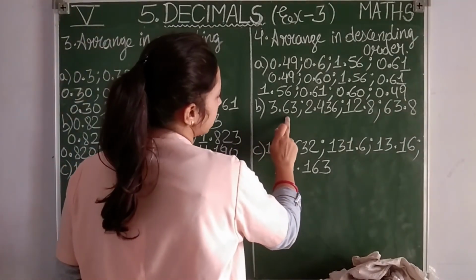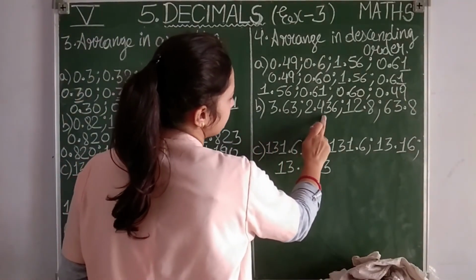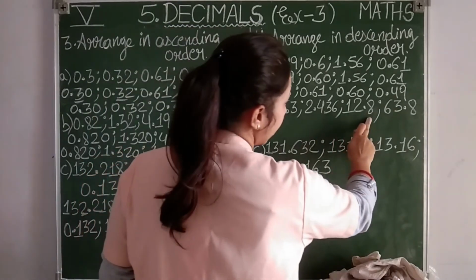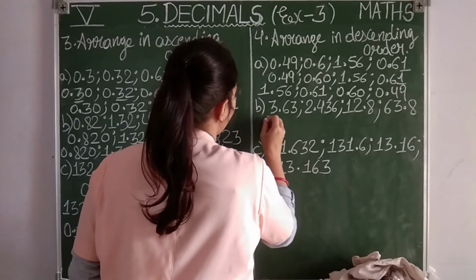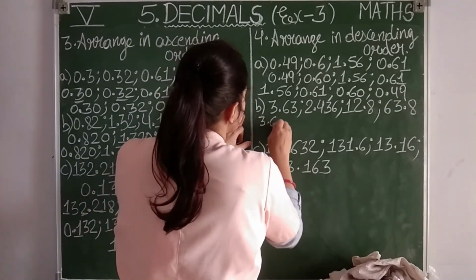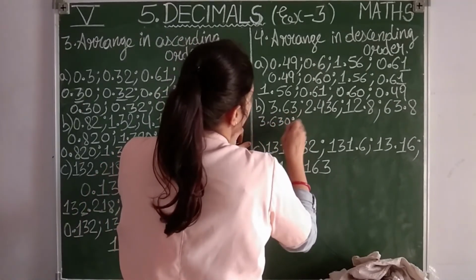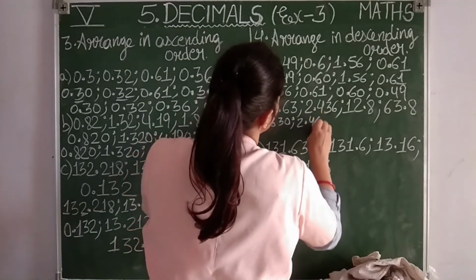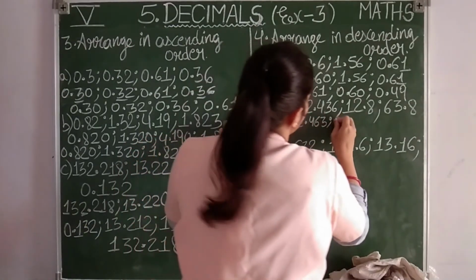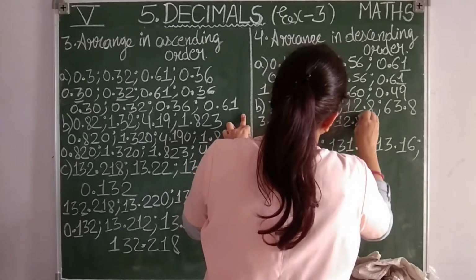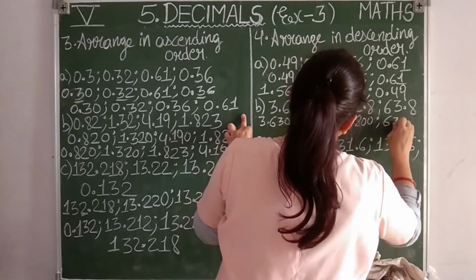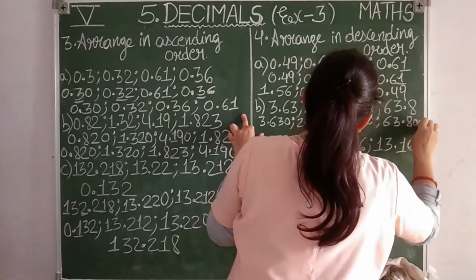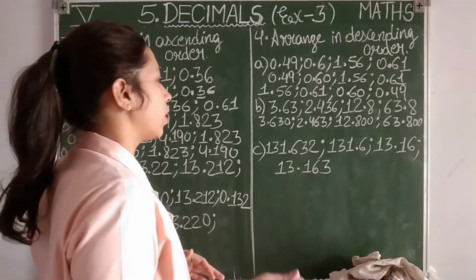Okay, again 3.63, tens, hundreds, tens, hundreds, thousands. Again only tens. Here again only tens. So convert it into like decimal first. That's why I'll write here 3.630, then 2.463, then 12.800, then 63.800. Now all the digits are same after point.